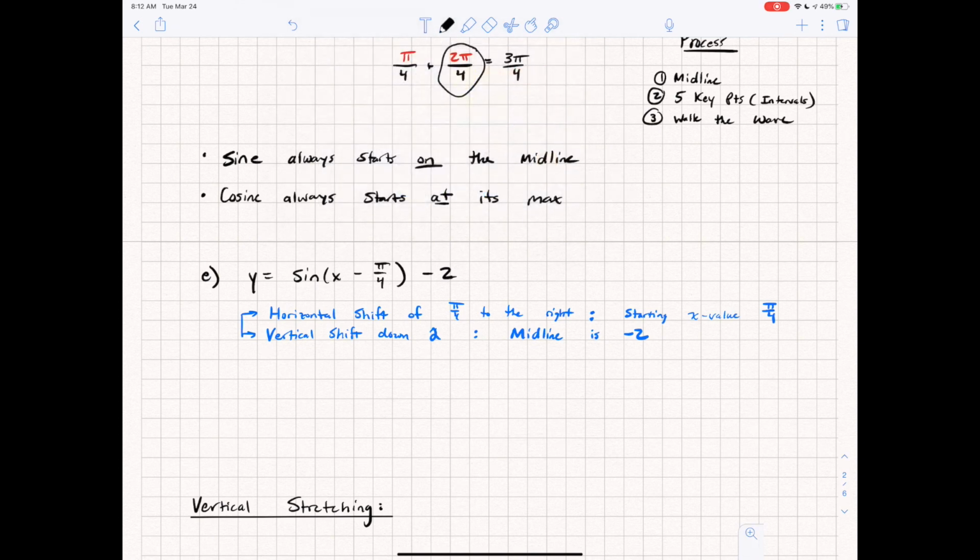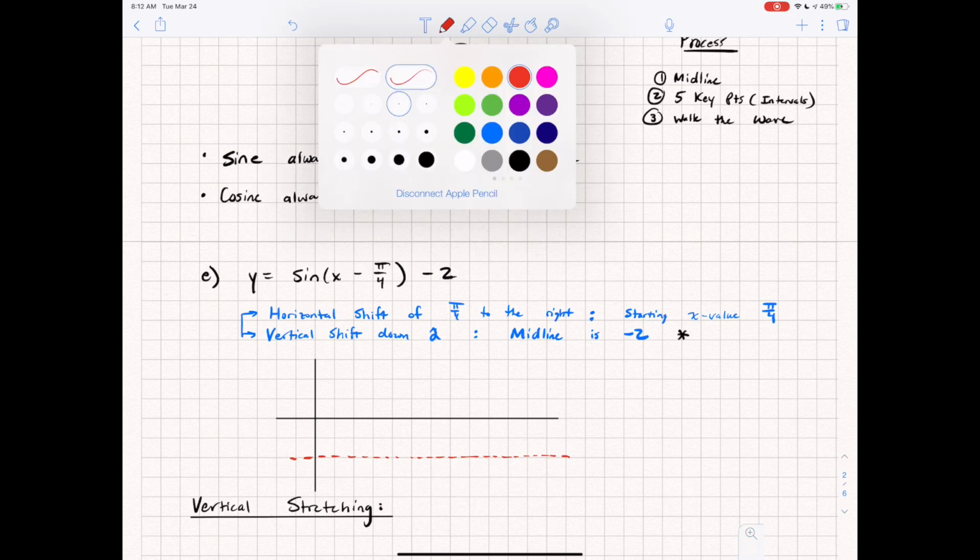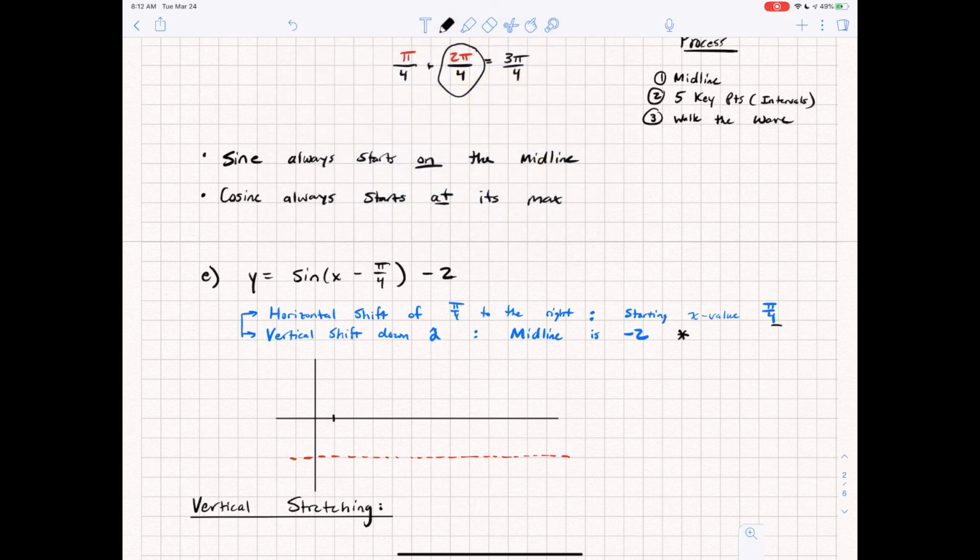So that when I come to my graph, I'm going to first start with my midline. I'm going to go to -2 here. I'm going to draw a dotted line across, dashed line, I guess. And then for my x's, I'm just going to put a mark here at pi/4, and then mark 4 more points for a total of 5. Now to figure out what those 5 key points are, I'm going to take pi/4 and add to it the intervals. Well, remember to find the interval, I take my period, which in this case is 2 pi, and divide this by 4, and I get pi/2.